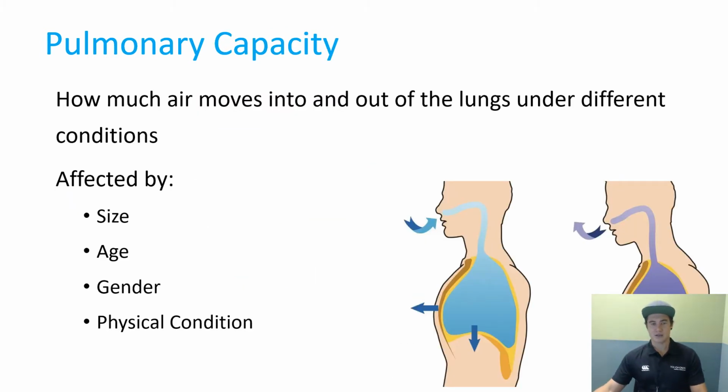So capacity, the term capacity means how much can we hold. So pulmonary, remember that term means lungs. Capacity meaning how much can we hold. Pulmonary capacity is how much air moves in and out of the lungs under different conditions, and this can be affected by physical size. Someone with a bigger thoracic cavity, bigger lung capacity, is going to be able to take on more air and get rid of more air. Your age can determine pulmonary capacity, gender, and physical conditions. So these different variables can affect our pulmonary capacity.